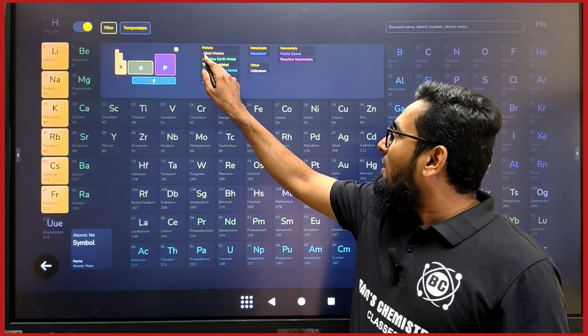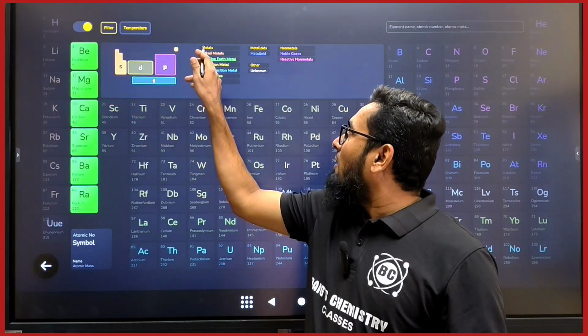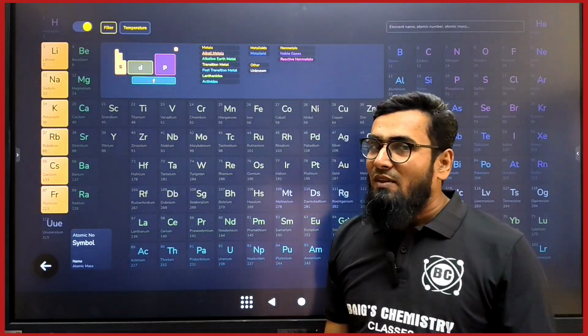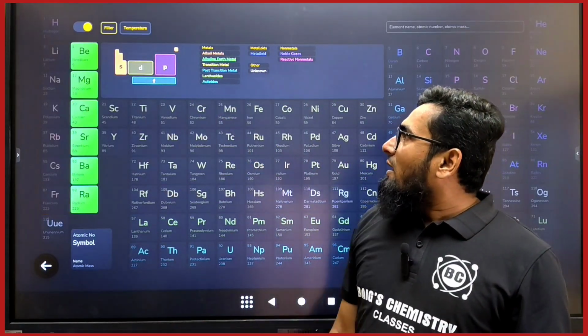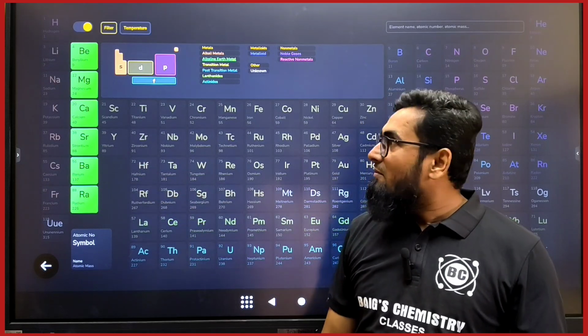If you see the alkali metals, these are the alkali metals highlighted. Alkali metals: lithium, sodium, potassium, rubidium, cesium and francium. Then alkaline earth metals are beryllium, magnesium, calcium, strontium, barium and radium.